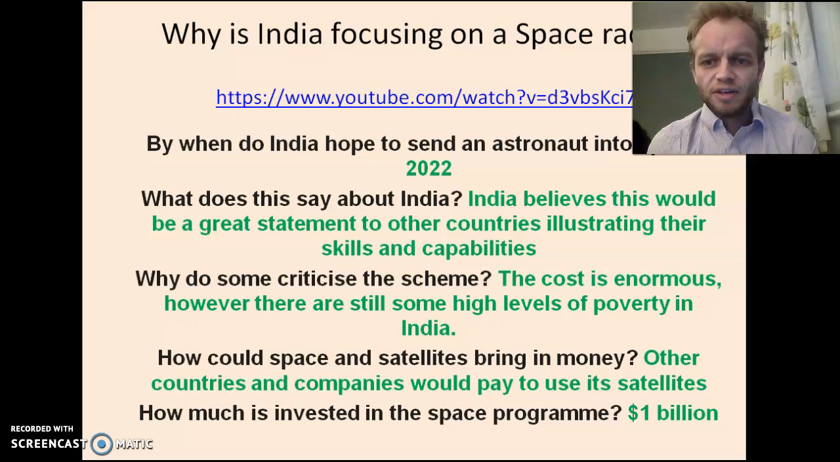Some people criticise the scheme because obviously the cost is enormous, but there's still huge levels of poverty in India. So why couldn't you use that money to help the poorest people in India? The space race is also going to help India develop. So by sending satellites into space, companies and other countries will pay to use those satellites. So it could be quite a good source of income for India. And then lastly, India is investing $1 billion into this space race. So a huge amount of money.